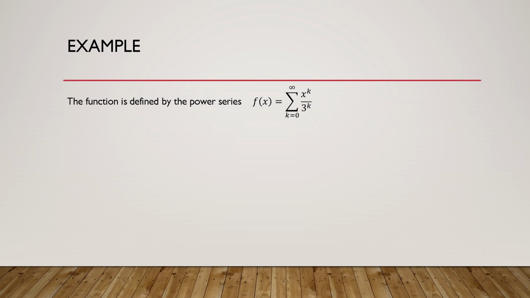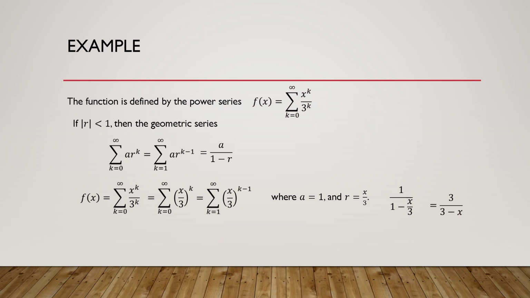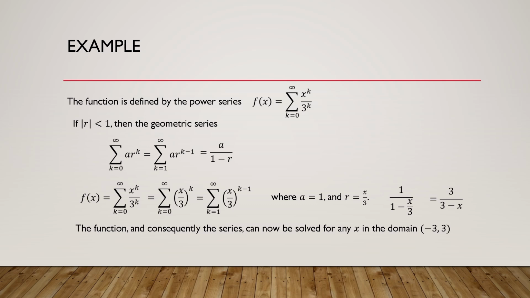For a geometric series, if the absolute value of r is less than 1, then the sum from k equals 1 to infinity of a times r to the k minus 1 will converge to a over 1 minus r. Therefore, a series which can be expressed as the sum from k equals 1 to infinity of x over 3 to the power of k minus 1 fits the form of the geometric series where a equals 1 and r equals x over 3. This gives us 1 over 1 minus x over 3, which simplifies to 3 over 3 minus x. The function can now be solved for any x in the domain negative 3 to positive 3.